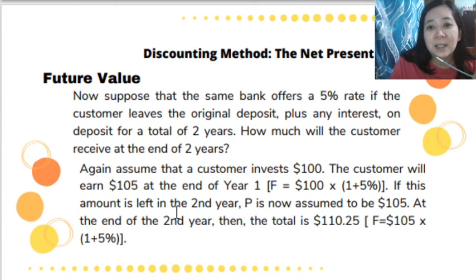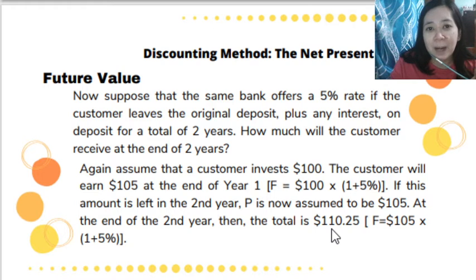Okay, so if this amount is left for the second year, our new principal amount is now $105. So this is the future value at the end of the first year. What about in the second year? Here, to compute the future value, we will use the new principal amount of 105, and this will be the basis for the interest for the second year.